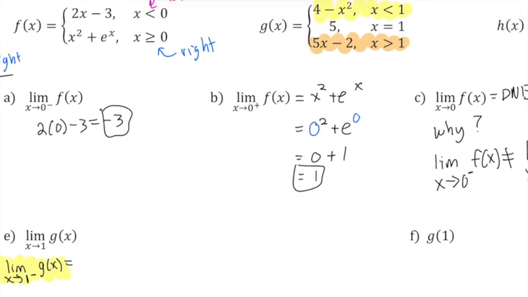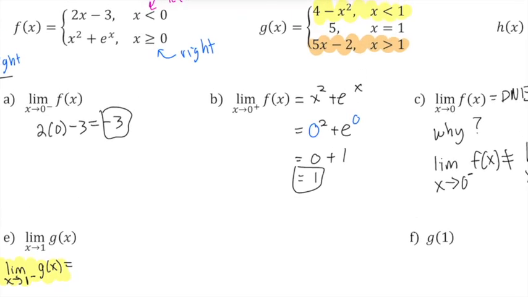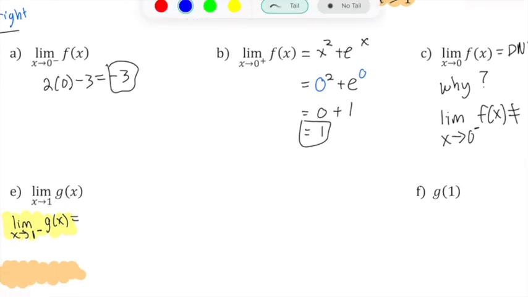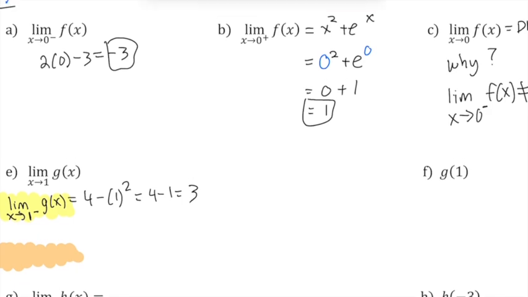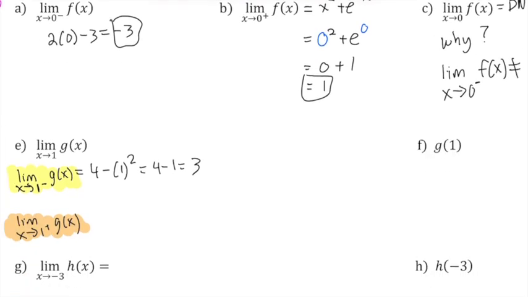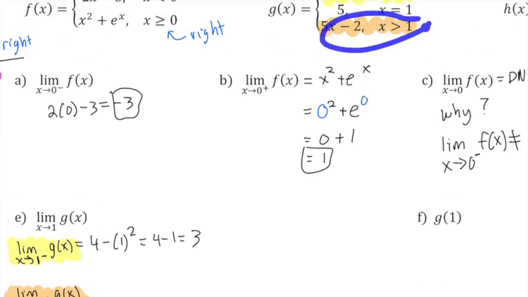Again, we plug in 1 into here. That's going to give us 4 minus 1, which is 3. So my left-hand limit is 3. Now let's plug in for the right-hand limit by using this equation here.